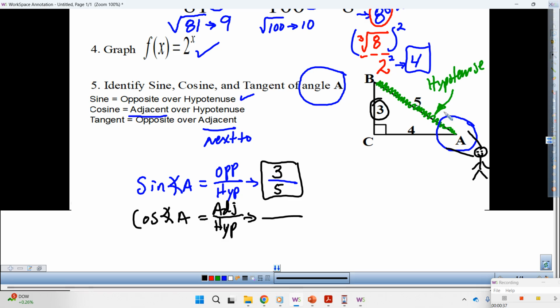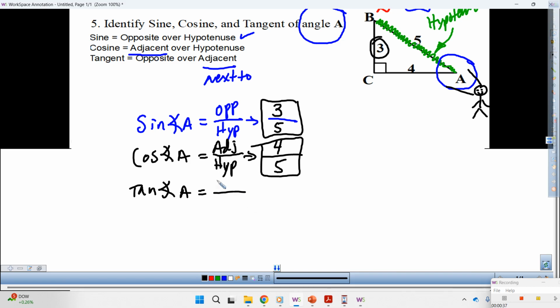Mario, pass someone. Enrique. Okay. What side is next to me when I'm standing over here? 4. Okay. So that's adjacent, and we know hypotenuse is 5, and that's how we find cosine of angle A. Let's go to tangent. Tan angle A. And that one we call opposite over adjacent.